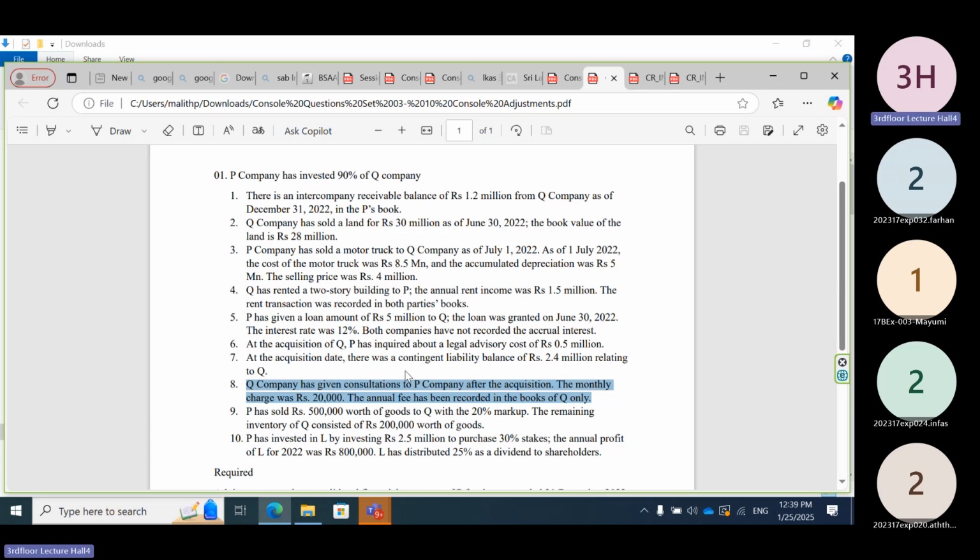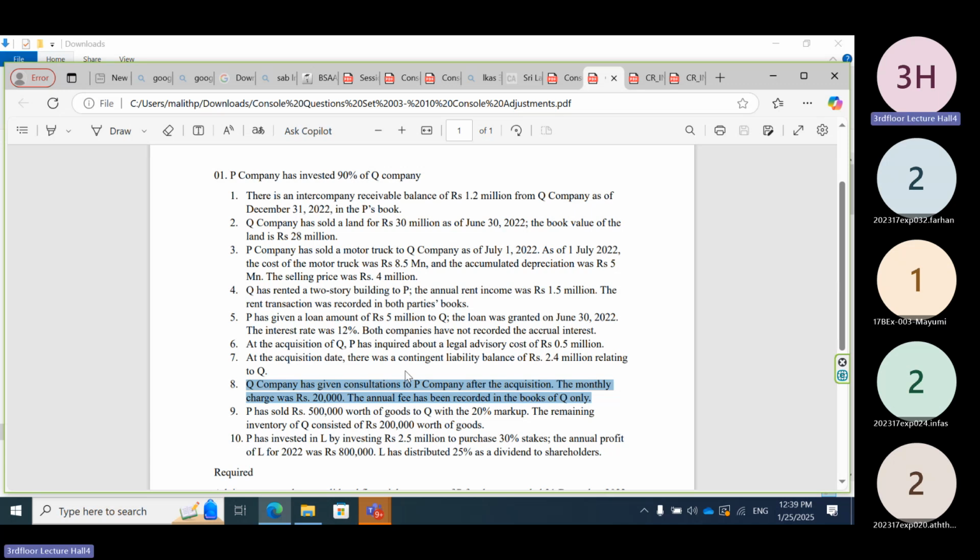Q company has given consultation to P company after acquisition. The monthly charge was 20,000. The annual fee has been recorded in the books of Q only. Q is the subsidiary company, the one that makes the record.